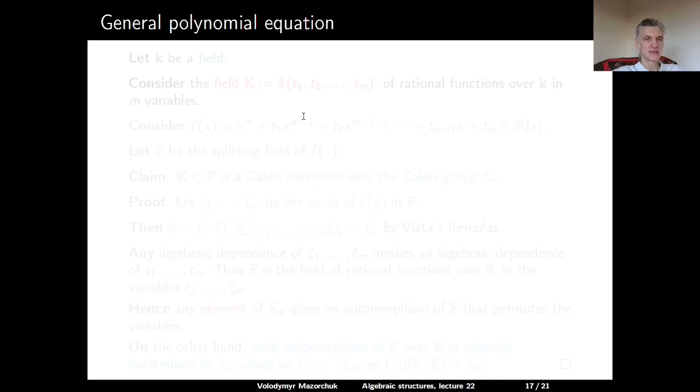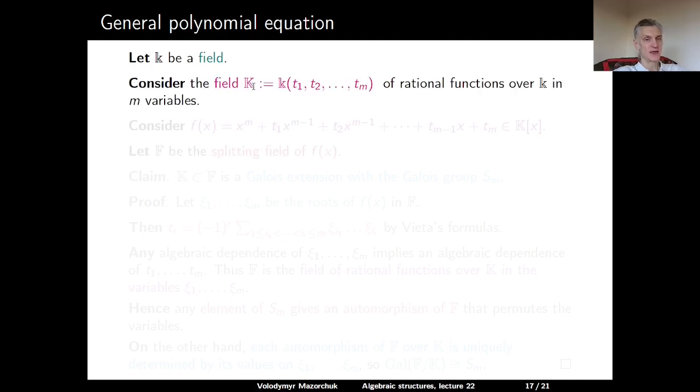Let us now discuss the so-called general polynomial equation. Let k be a field. Consider the field capital K, which is defined as the field of rational functions over the field little k in m variables t1, t2, and so on tm. Let f of x be the polynomial over capital K defined as follows: x to the power m plus t1 x to the power m minus 1 plus t2 x to the power m minus 2 plus and so on plus t_{m-1} x plus tm.